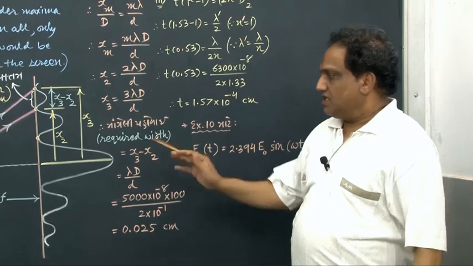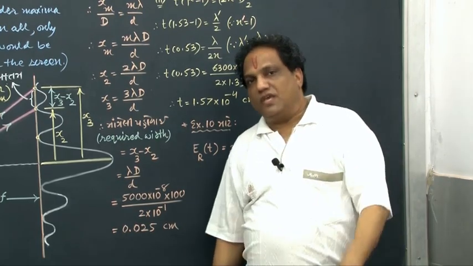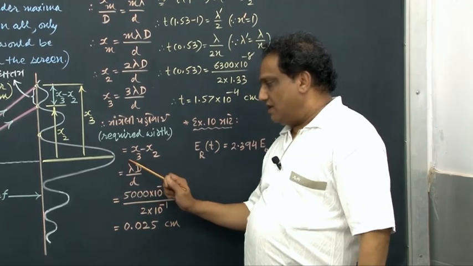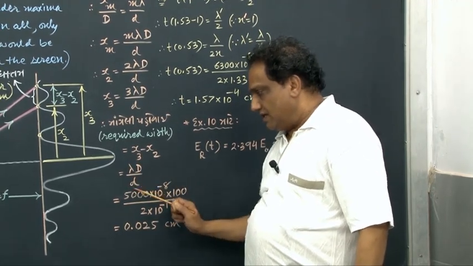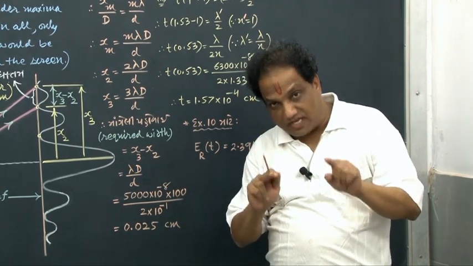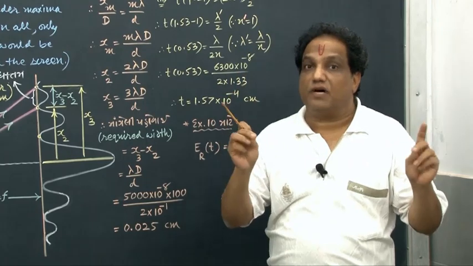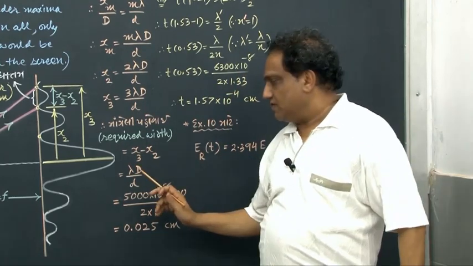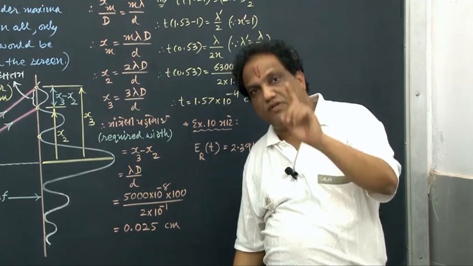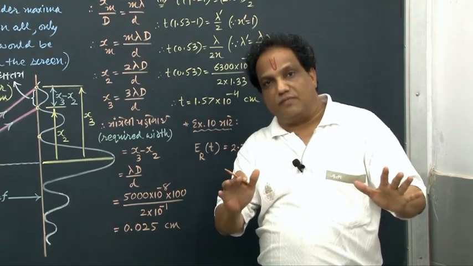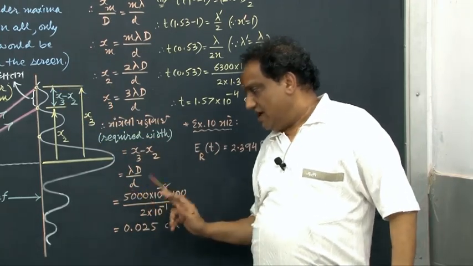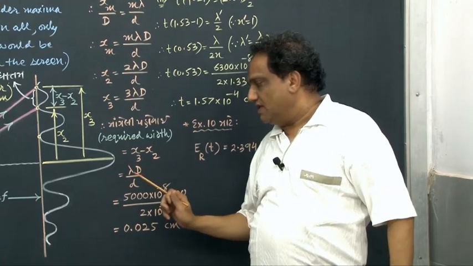Got it? Just for your knowledge, remember, if they are asking the width of the central maximum, you take double this, so it will be 2 lambda D upon d. And if they are asking the width of a maximum other than the central maximum, you take this much, lambda D upon d. It might be the first order maximum, second order maximum, or third order maximum. For any order maximum other than the central maximum, this much is the width, and for the central maximum, the width is double this.